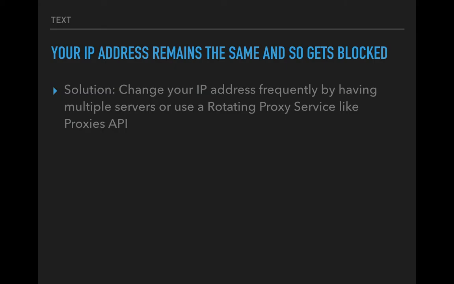The second way they can tell you are not human is that the IP address remains the same, and so it gets blocked. Humans come from different places, so it's very odd that hundreds of requests come from the same IP address. You can change your IP address frequently by restarting a router if you're on a local machine, or even buying different IPs associated with your web server if you're on a server, or just running on different servers. All of these will eventually get blocked.